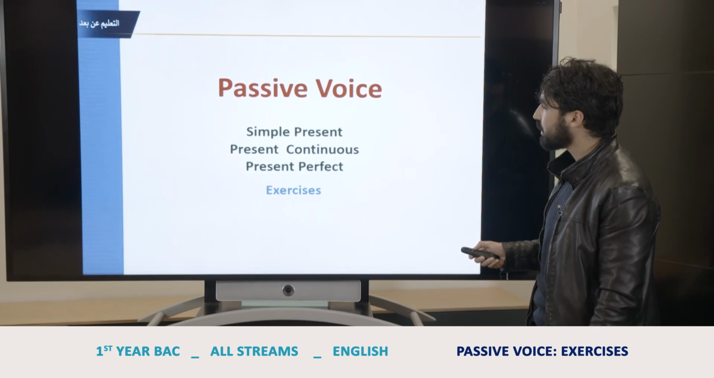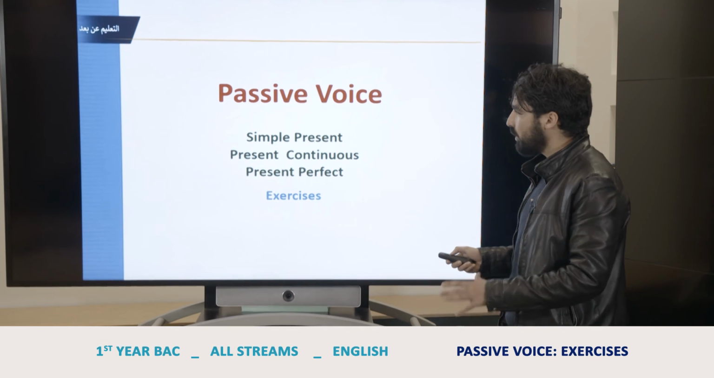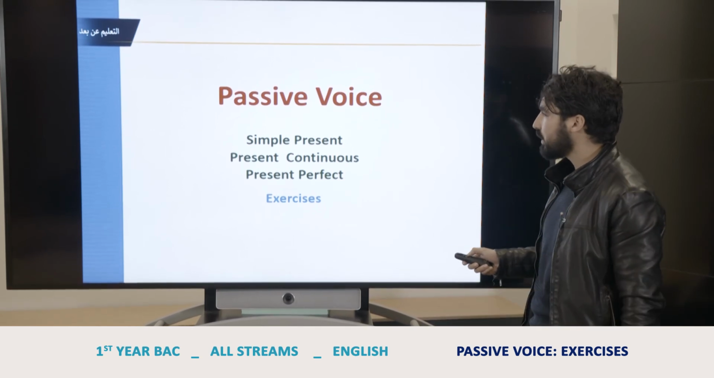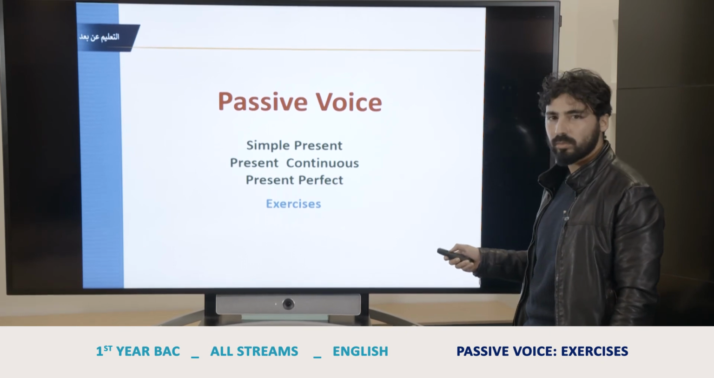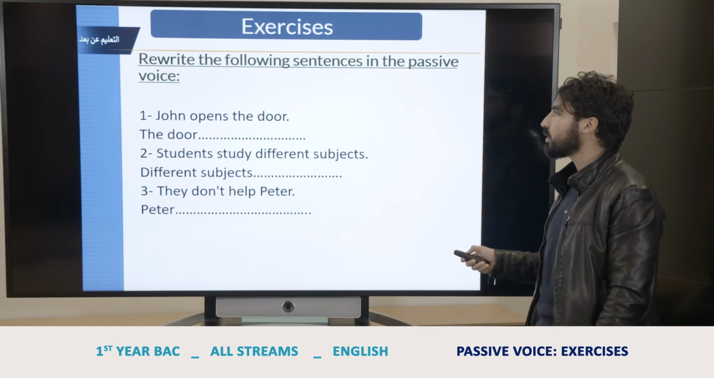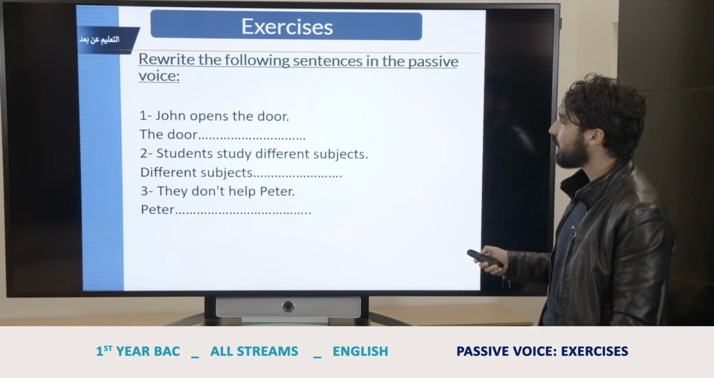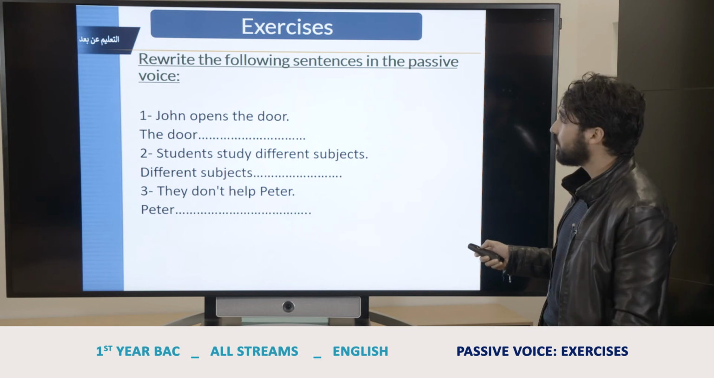First of all, we're going to see some exercises about passive voice with sentences in the simple present, and later present continuous and present perfect. For example, this is the question for exercise number 1. Rewrite the following sentences in the passive voice.